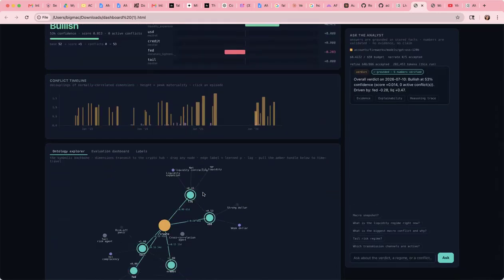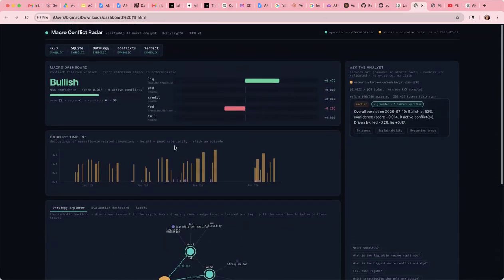Now, it also detects conflicts. It scans every day for the two configured pairs, liquidity versus the dollar, and credit versus tail risk, that normally move together. If they don't, that's a conflict.